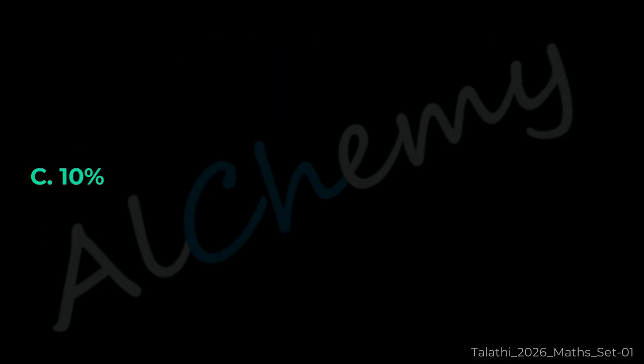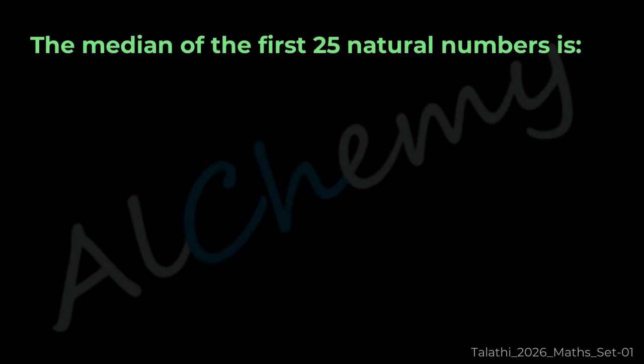The correct answer is C. 10%. Question 49. The median of the first 25 natural numbers is A. 12, B. 13, C. 14, D. 15.